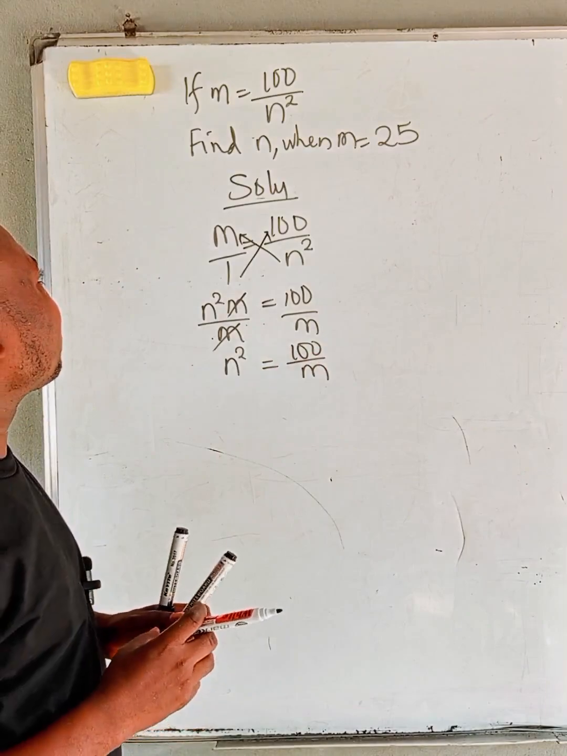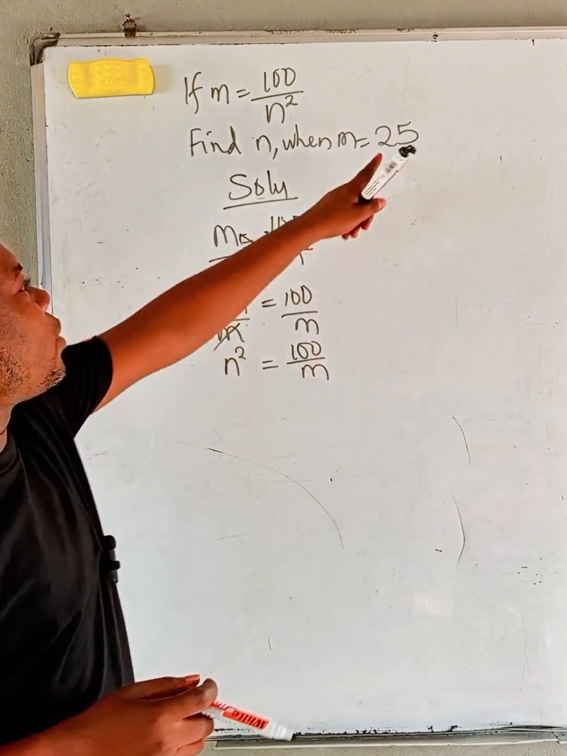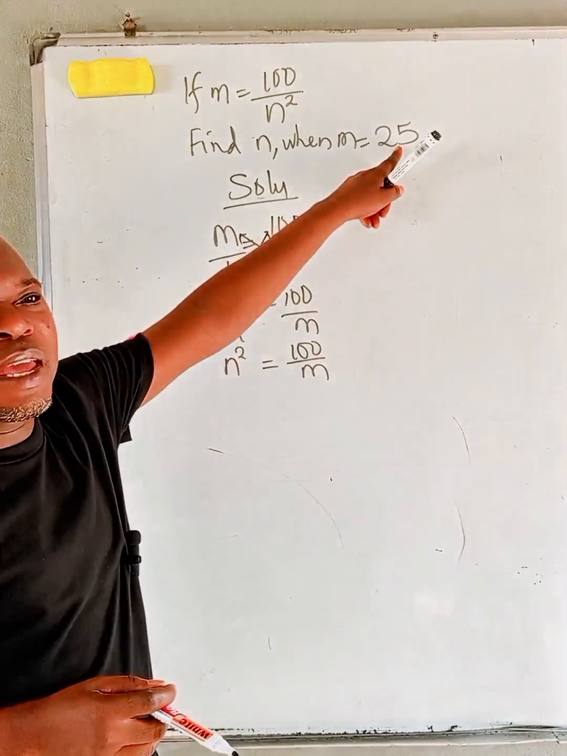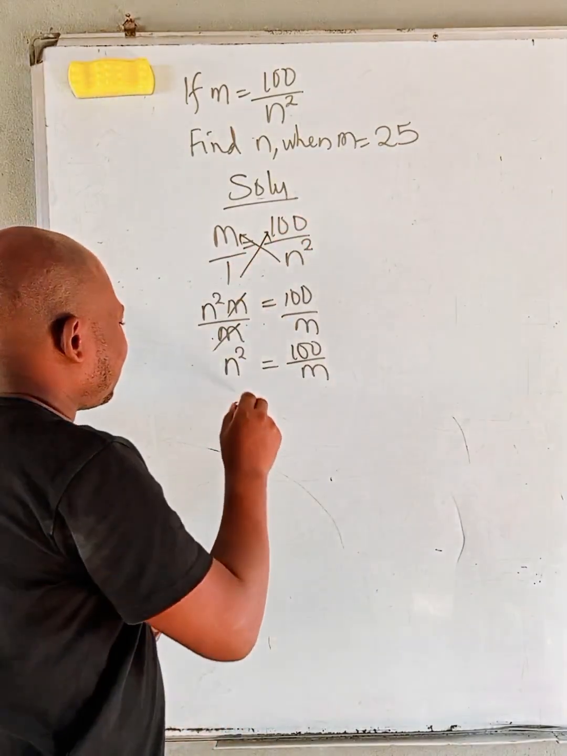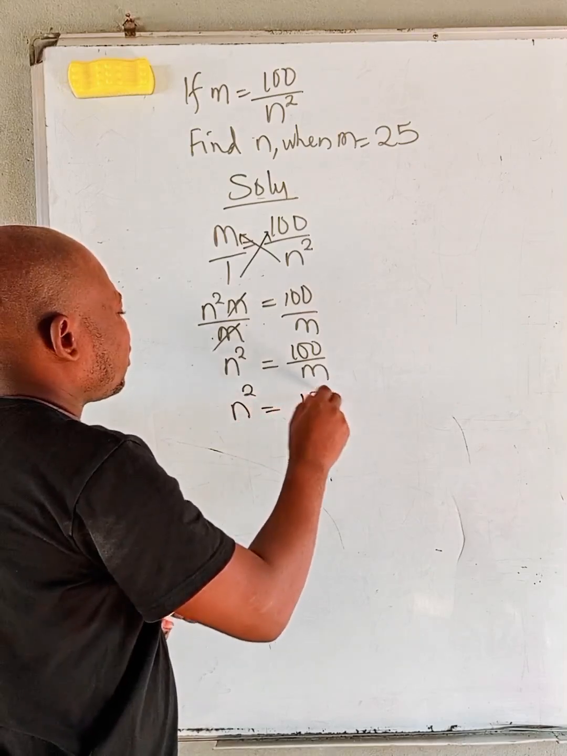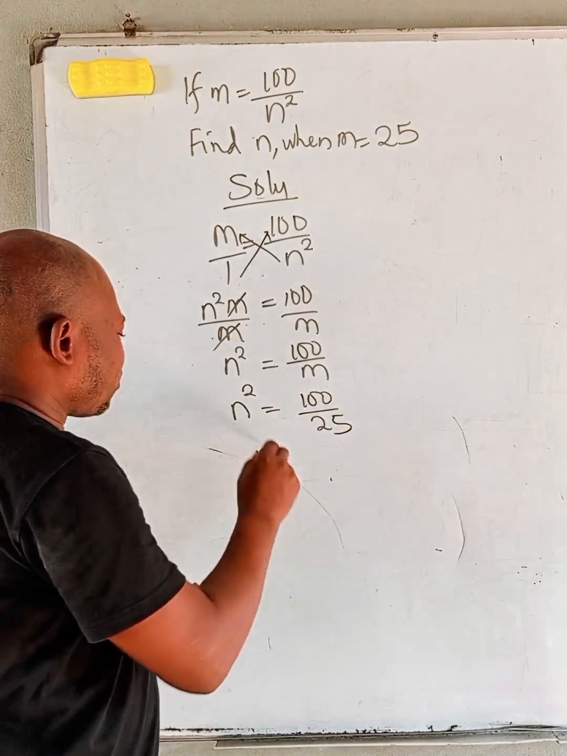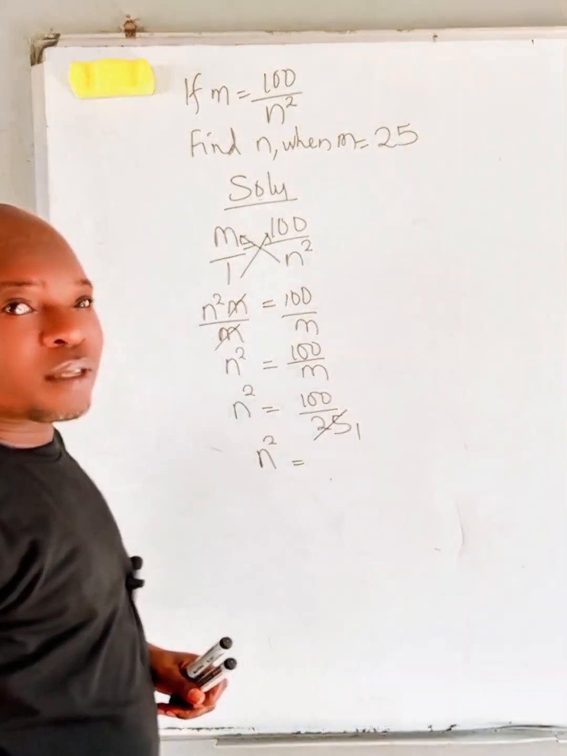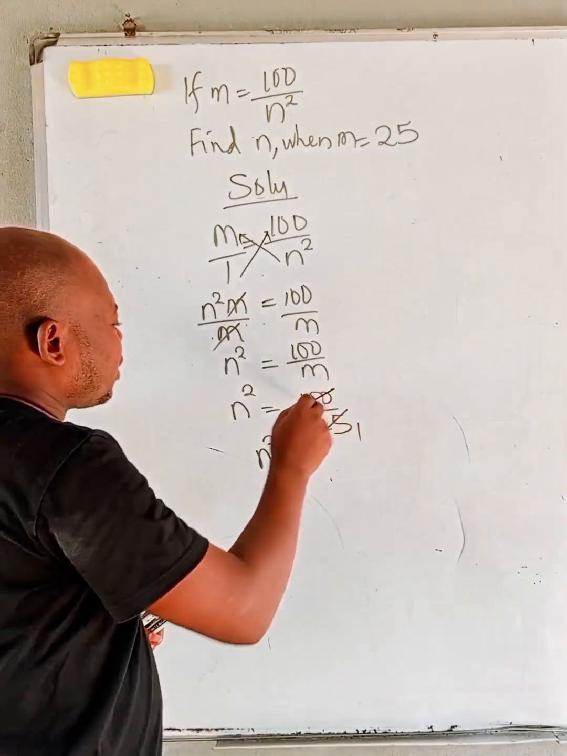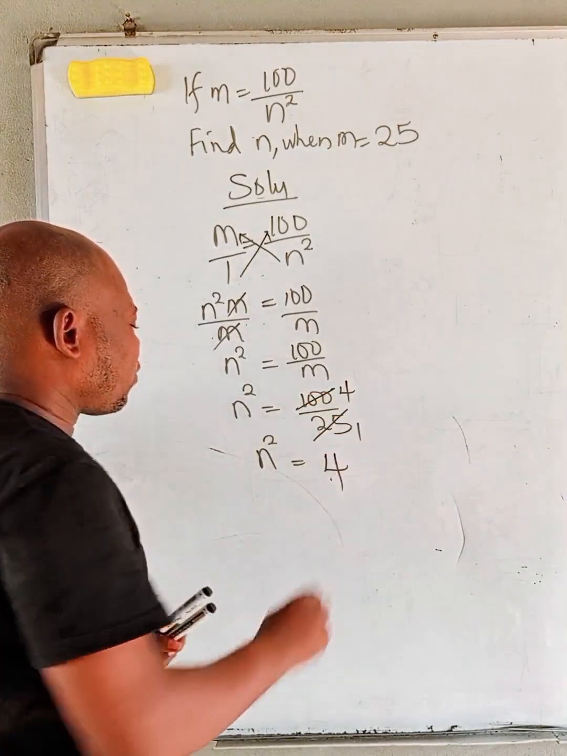And then in this place, we are told that the value of m is 25. So we have n squared equal to 100 all over 25. Okay, so n squared equal to, here is 1 and here is 4. So n squared becomes 4.